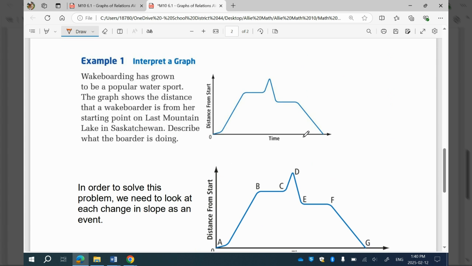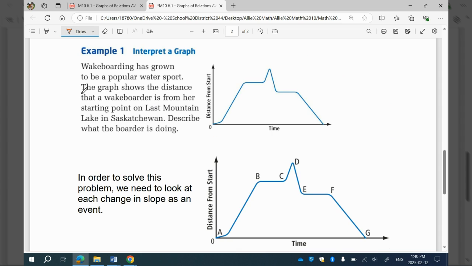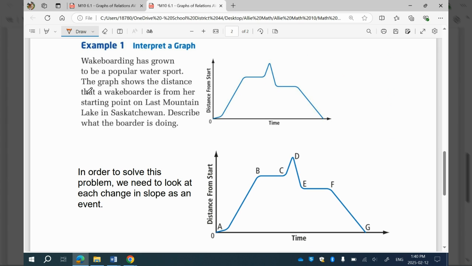I don't know how popular wakeboarding is, and I don't know that much about it. So I'll do my best to interpret it based on what I think I know. Wakeboarding has grown to be a popular water sport. Okay, I'll take your word for it. The graph shows the distance that a wakeboarder is from her starting point on Last Mountain Lake in Saskatchewan. Describe what the boarder is doing.